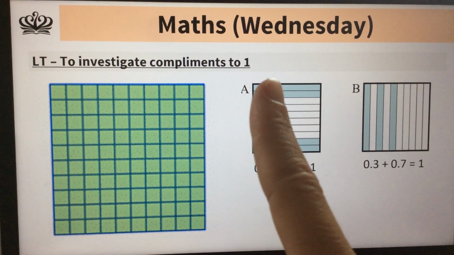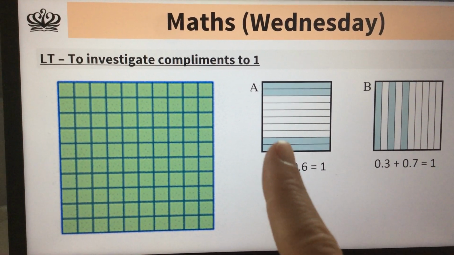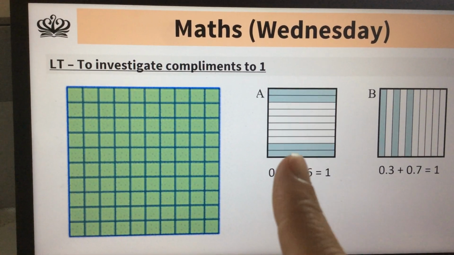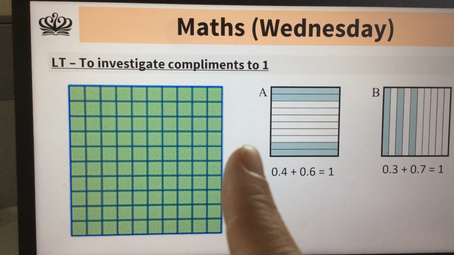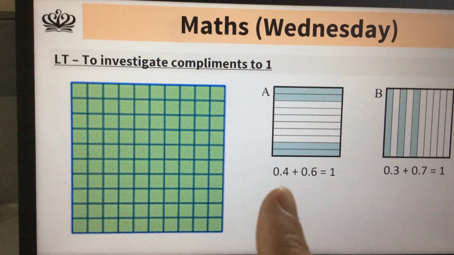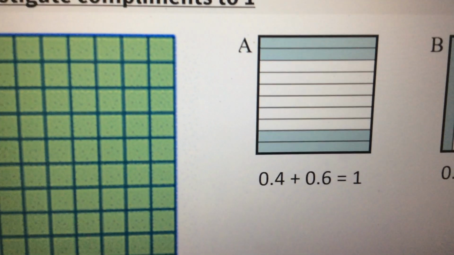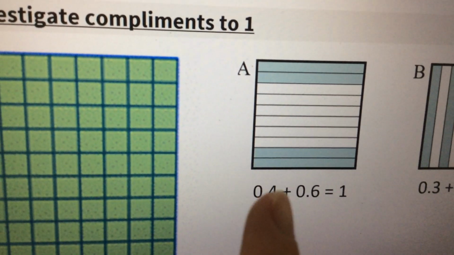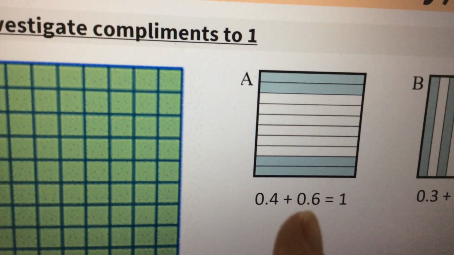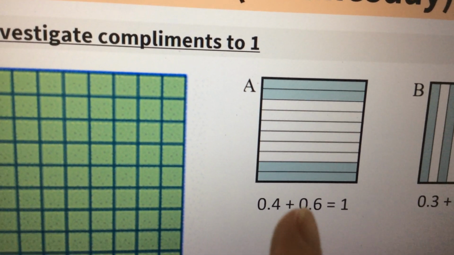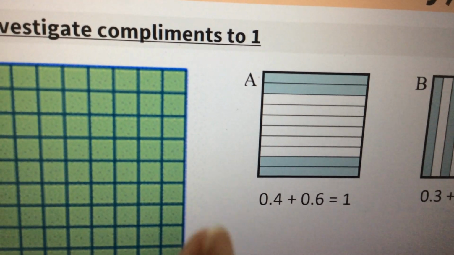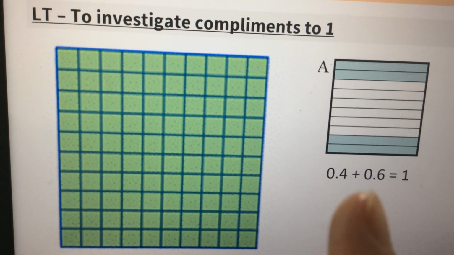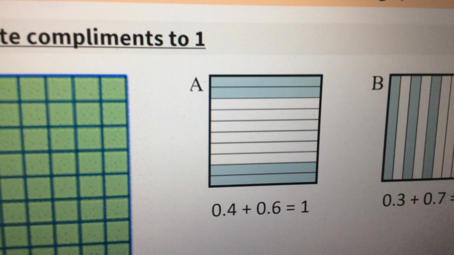Let's have a look at the first two here. The bit that's shaded blue is chopped up into 10 equal pieces, so each one is 1/10, and I've got 4/10 shaded here. So there is my 0.4. The white bit is 6/10, so 0.6. The blue bits and the white bits added together make one whole. Remember that this is our representation of one whole that we've been using before as well.